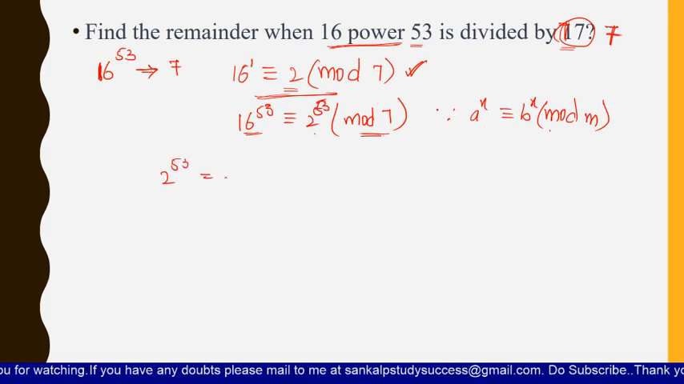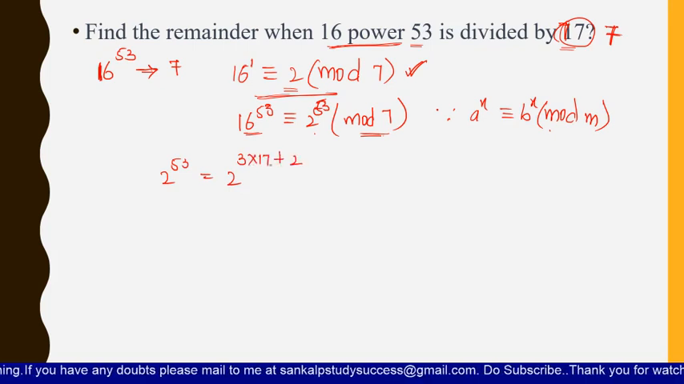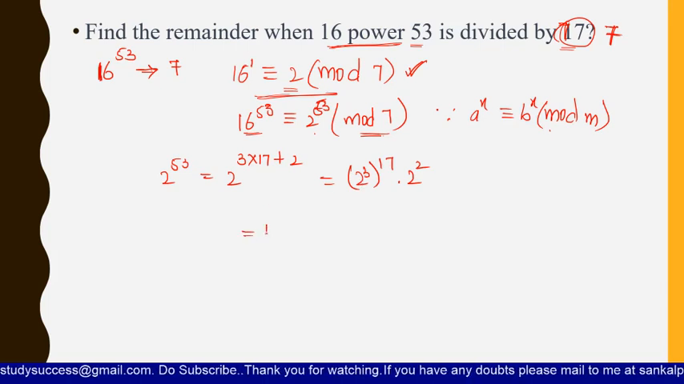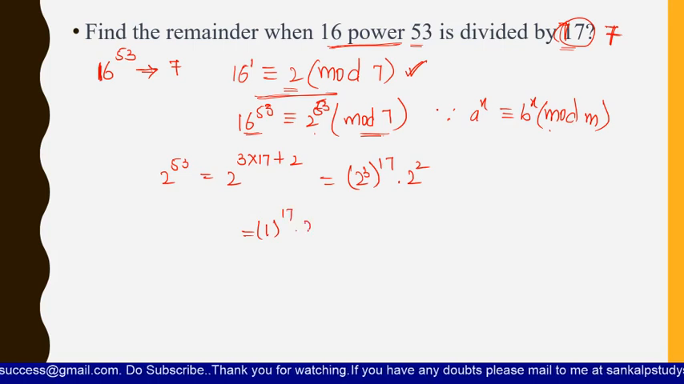Now, after further simplification, how can you write 2 to the power of 53? It can be written as 2 power 3 into 17 plus 2. Am I correct? Because 3 into 17 is nothing but 51 exactly. 51 plus 2 is 53. So now you can represent it as 2 cube whole power 17 into 2 square, right? Now 2 cube whole power 17. 2 cube is nothing but 8. 8 mod 7, you will get the remainder as 1. So 1 power 17 is nothing but 1 only. So there is not much difference.